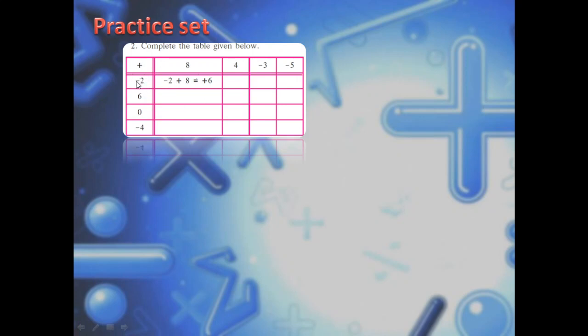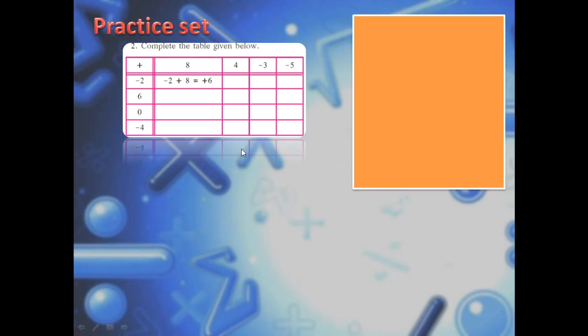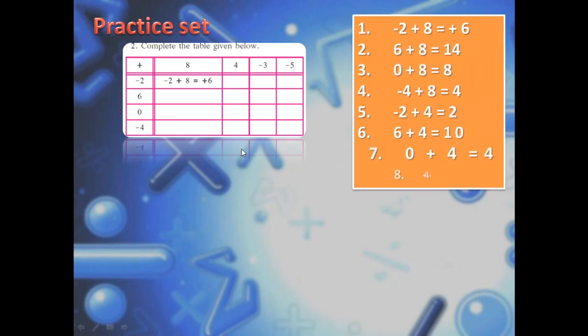You have to solve it in this order. You have to take first row and then first column. So minus 2, then plus 8, you have to write the answer. Now how I have done, just check it and you follow the same thing when you solve mathematics rather than going into table format.